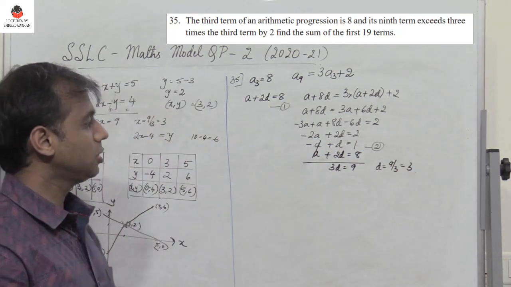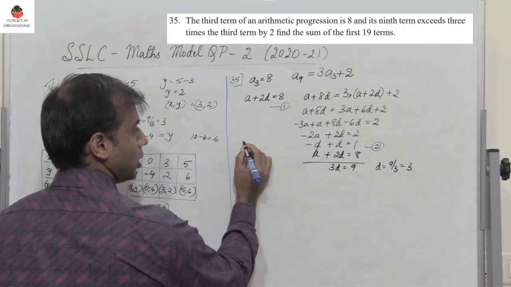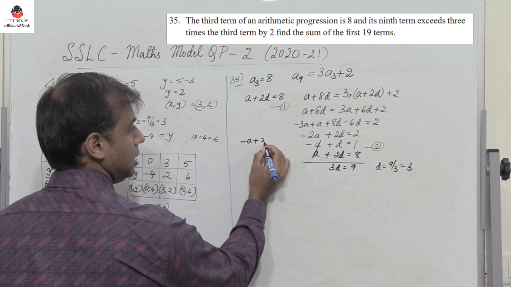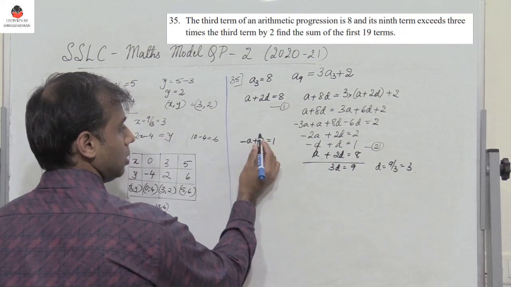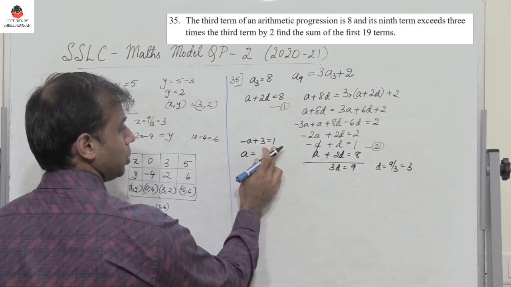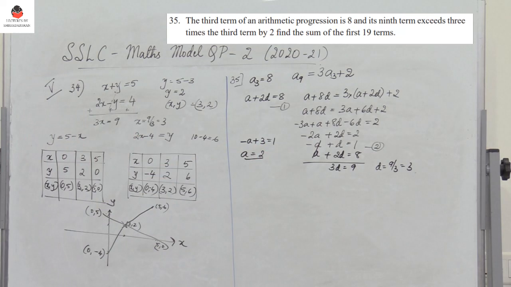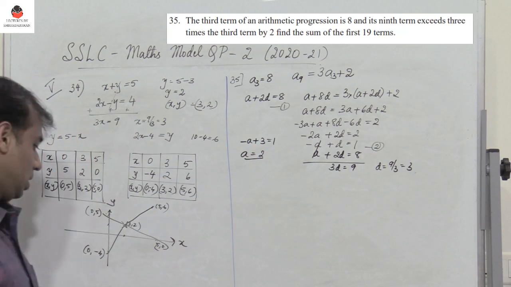Now let me substitute the value of D in any one of the equations. So I have equation 2: minus A plus D equals 1. Take A to the other side, A equals 3 minus 1, which is 2. So A is 2 and D is 3. So we've got A equals 2 and D equals 3.